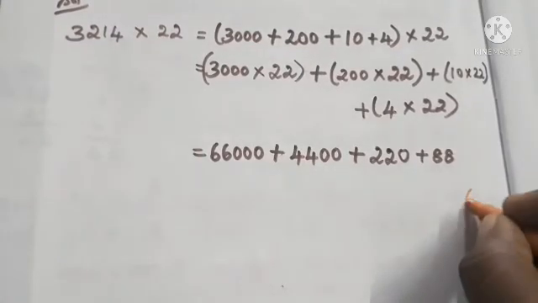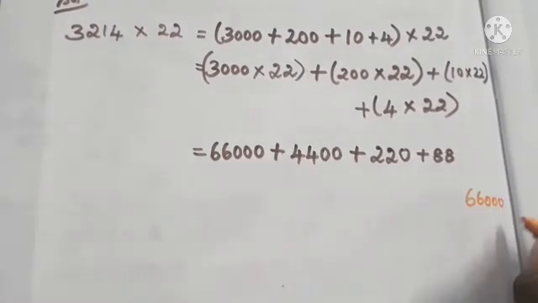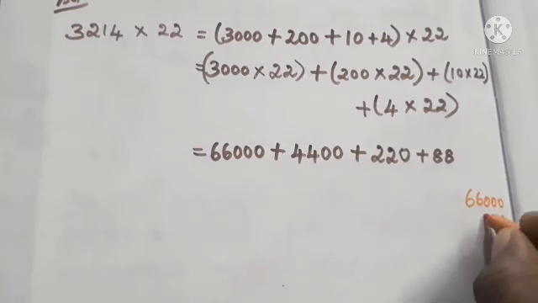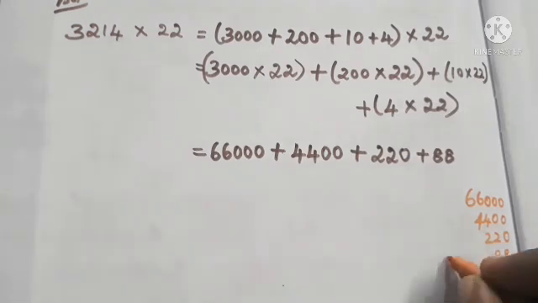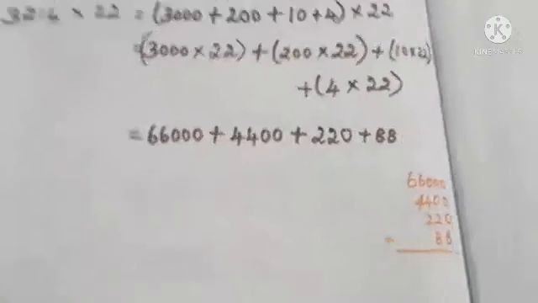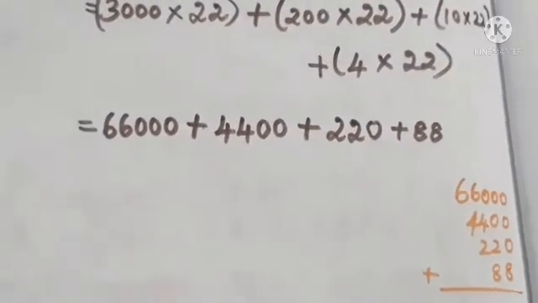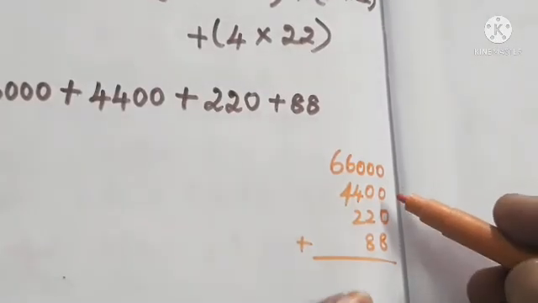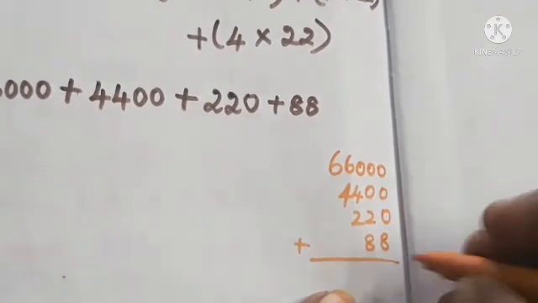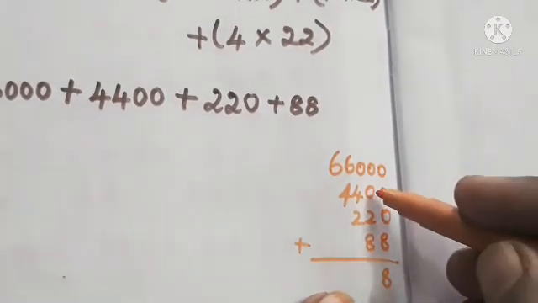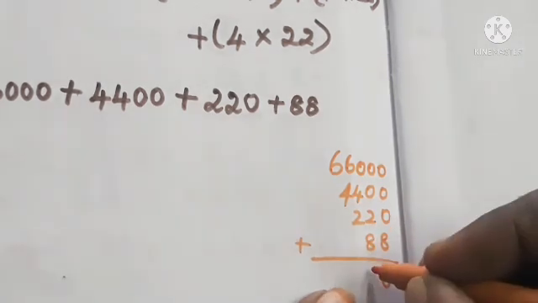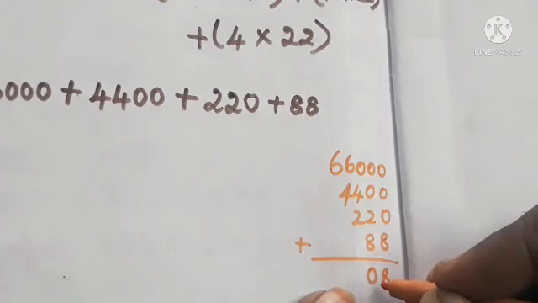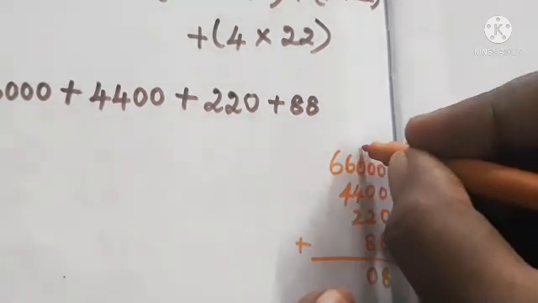So first value is 66,000. Next one 0 0, then 4 and 4. Next one 0 2 2. Next 8 8. These numbers we are going to add. Okay, so listen. 0 plus 0 is 0. Then 0 plus 0 is 0. 0 plus 8 is 8. Okay, so we got 8. Next one 0 plus 0 is 0. 0 plus 2 is 2. 2 plus 8, yes, 2 plus 8 is 10, isn't it? So 10. So we have to write the 0 in the 10's place and 1 balance, that we can write in the 100 place.